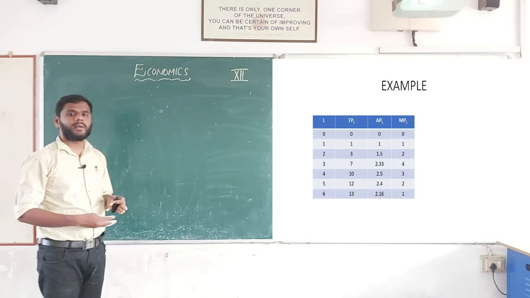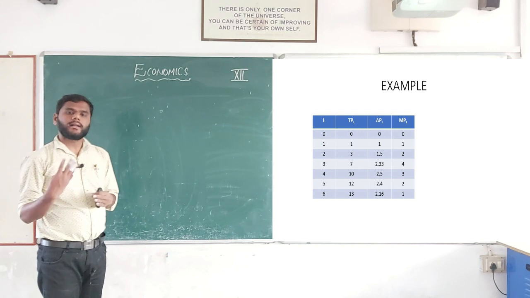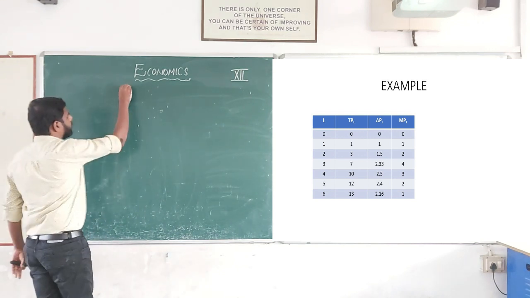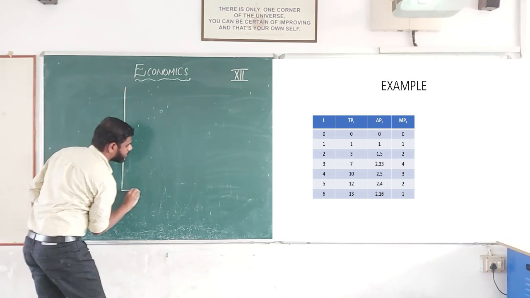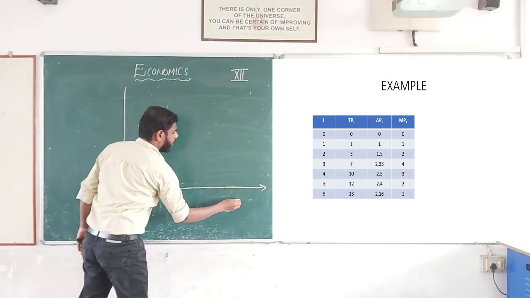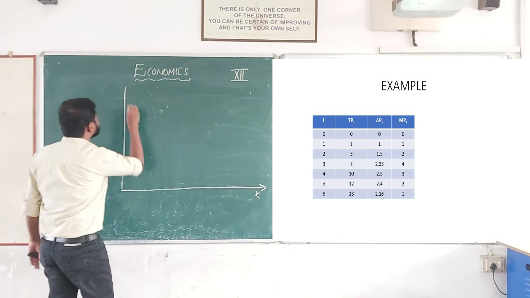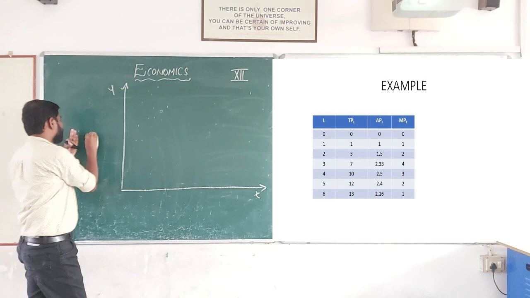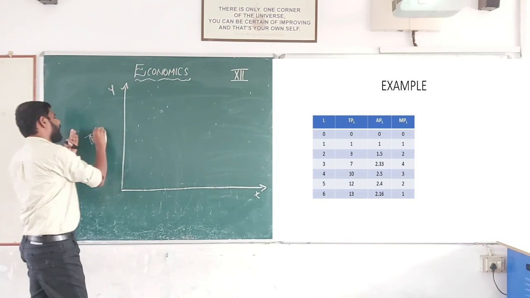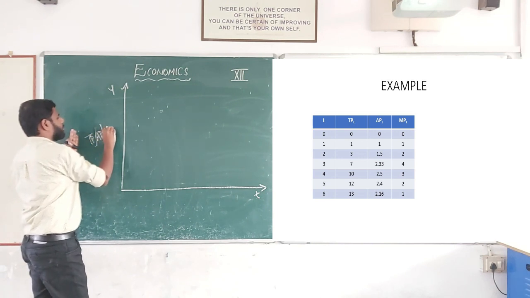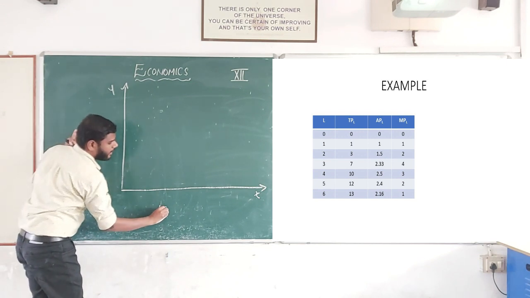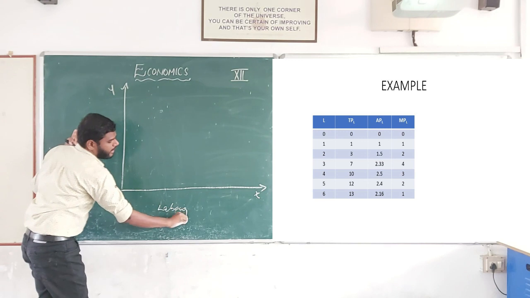With the same table we can draw the TP, AP and MP curves. Here this one is the x-axis and here it is the y-axis. In the y-axis we can take total product, average product and marginal product, and here we can take labor.